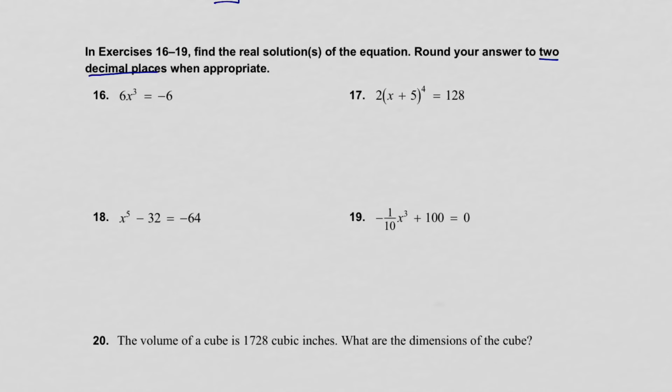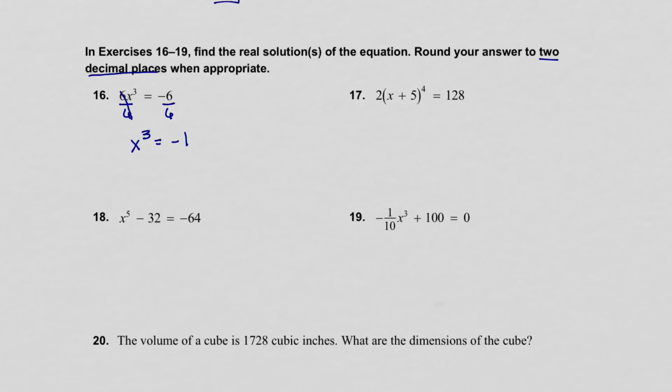So I'm going to remember my order of operations and my opposite operations, my inverse operations, and I want to get that x alone. So the first thing I'm going to do is I notice that I have a 6 multiplied to it. So I'm going to divide both sides by 6. That divides to 1. I don't see it anymore. So I have x to the third equals -1. But I'm not there yet because x isn't alone.